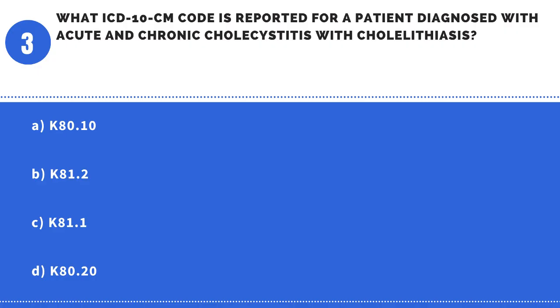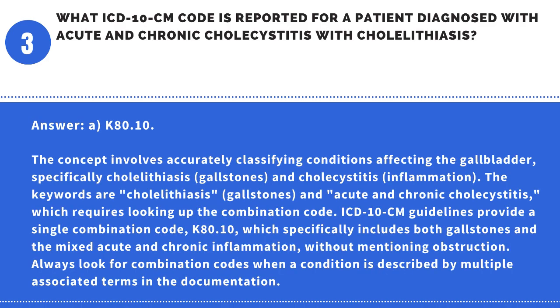Question 3. What ICD-10-CM code is reported for a patient diagnosed with acute and chronic cholecystitis with cholelithiasis? A. K80.10. B. K81.2. C. K81.1. D. K80.20. Answer A. K80.10. The concept involves accurately classifying conditions affecting the gallbladder, specifically cholelithiasis, gallstones, and cholecystitis, inflammation.